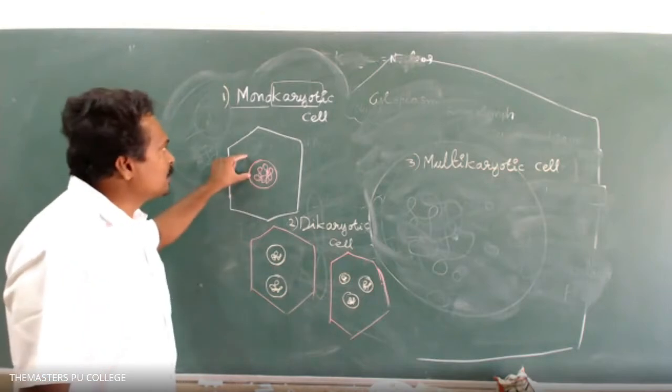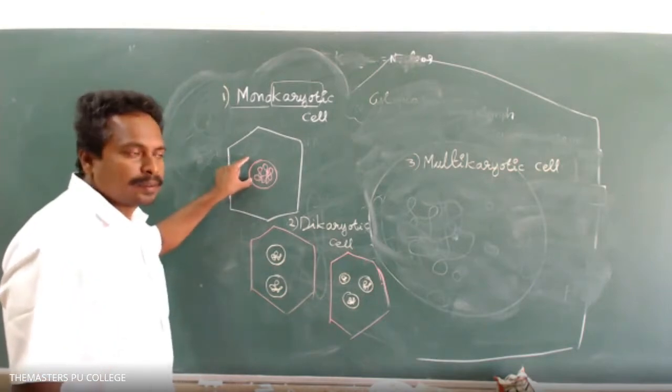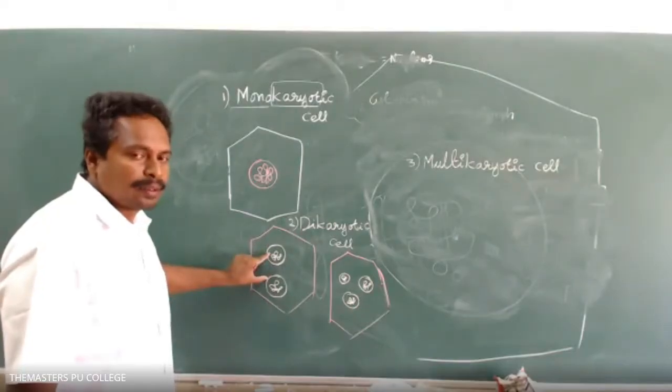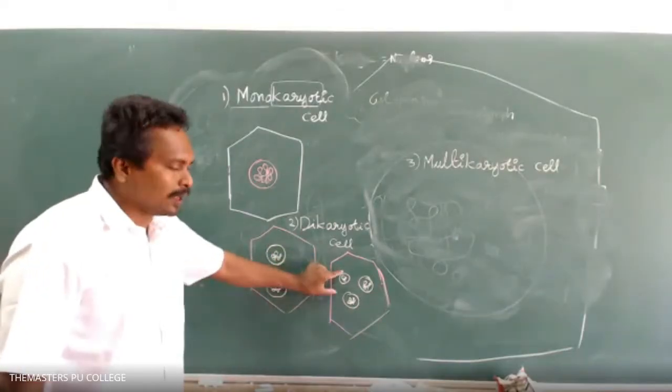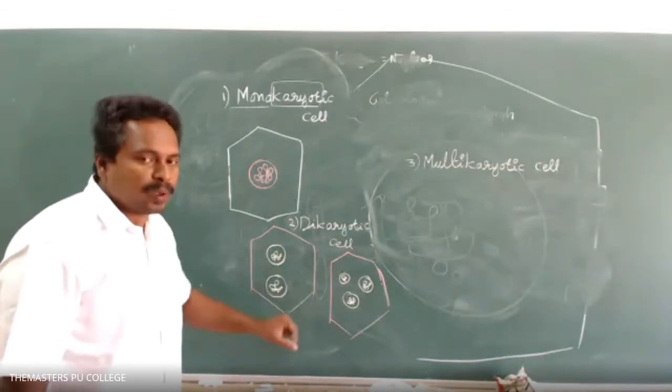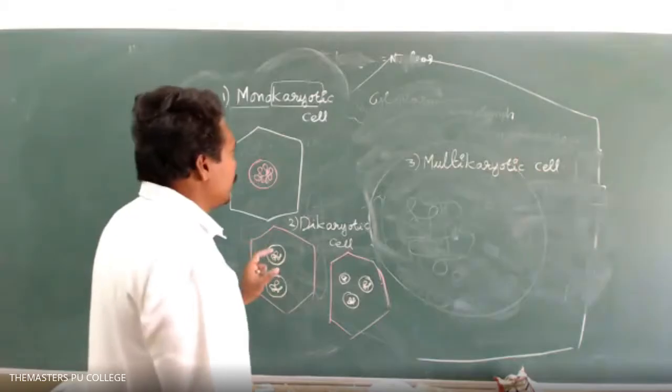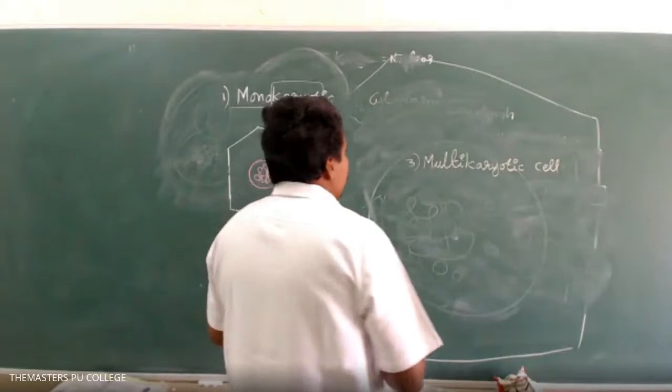How many nuclei are present in a monokaryotic cell? One nucleus. In a dikaryotic cell, the number of nuclei? Two. In a multikaryotic cell, many, more than two. Sir, example for di and mono, sir. Monokaryotic cells. Okay.